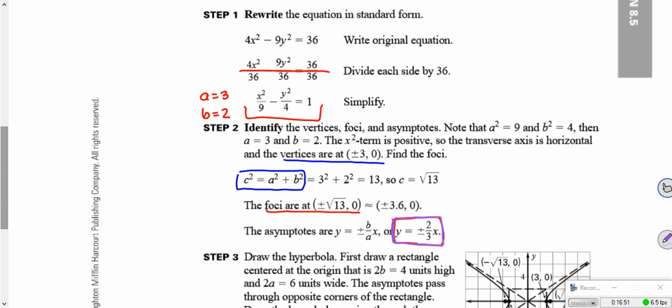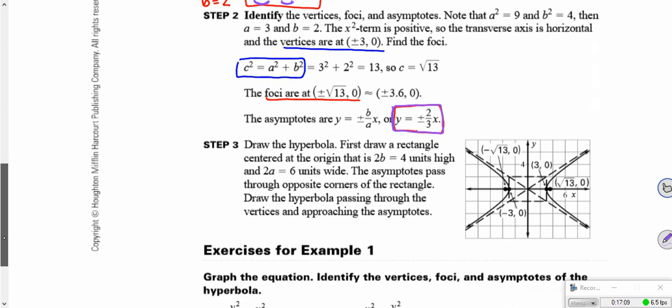So I look up here at my original equation, and my 4 is under my y, my 9 is under my x. So take the square root of each of those, and it has to be 2 over 3. That's how I think of it. I don't like to memorize formulas. I like to think through it. That way it's less to memorize.